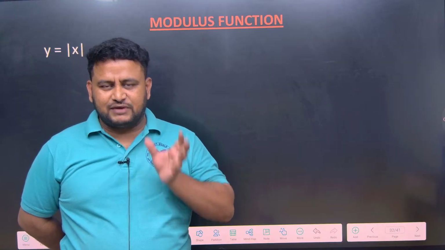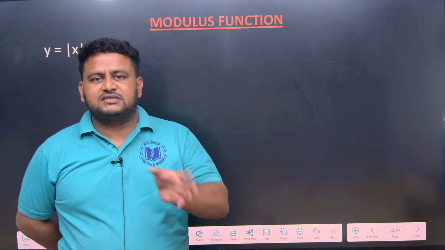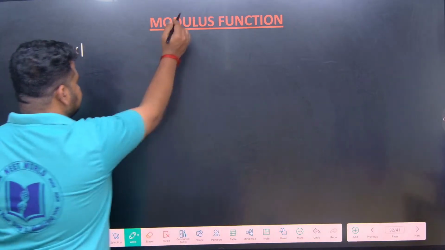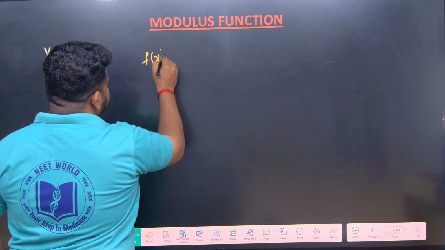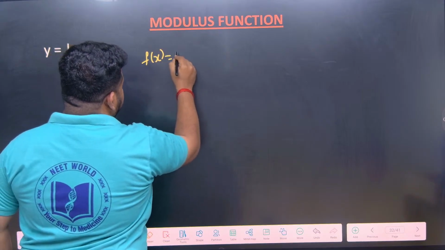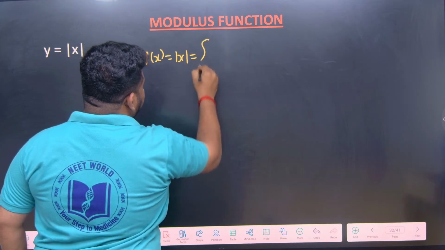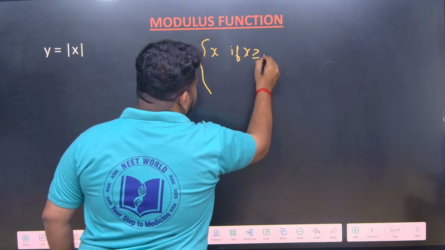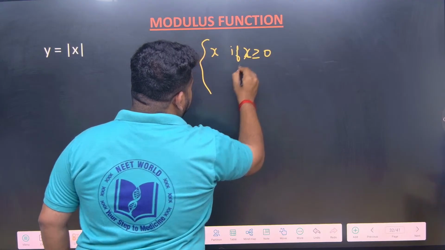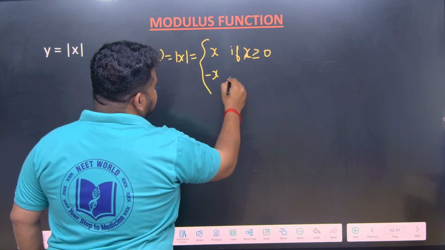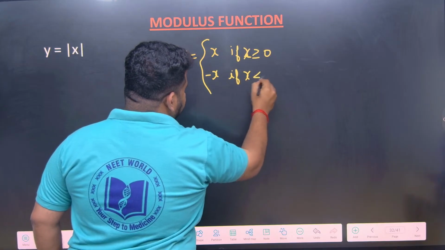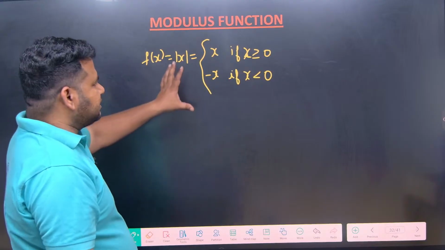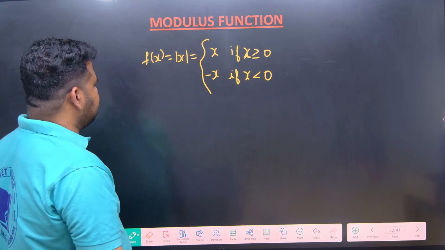For a modulus function, you give any value, whether it is positive or negative, you will always get the output as a positive value. Suppose we represent the modulus function like this: f of x, or you can also write it as y. f of x is given as a modulus function. This value will be equal to x if x is greater than or equal to 0, and this value will be equal to minus x if x is less than 0. If the x value is negative, you will get minus x. If the x value is greater than or equal to 0, you will get the value as positive x.